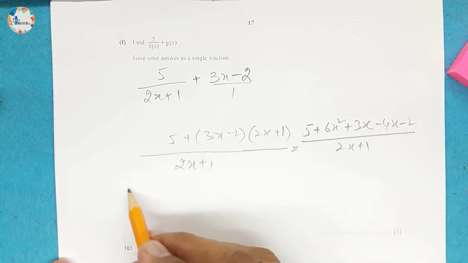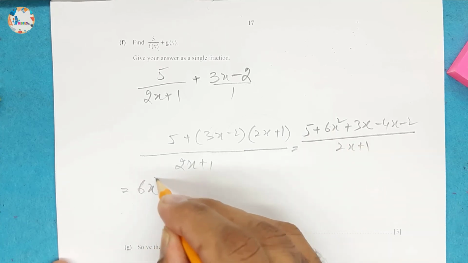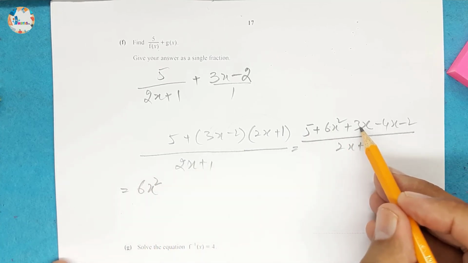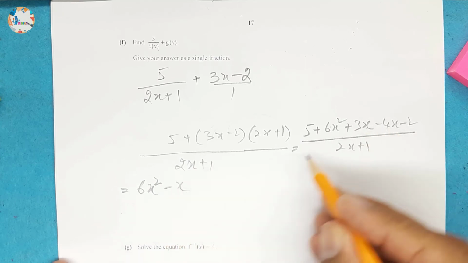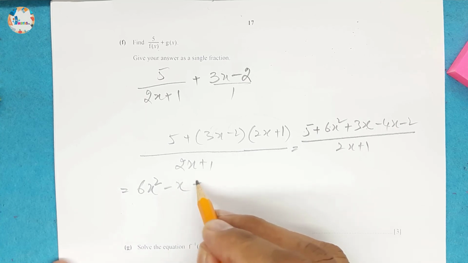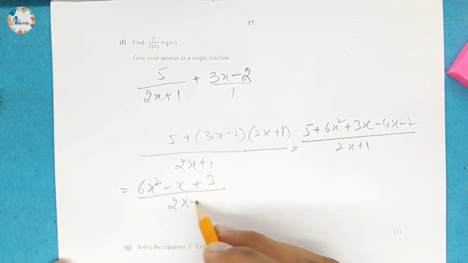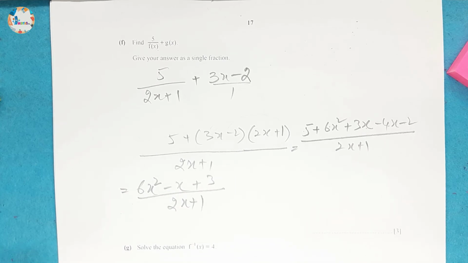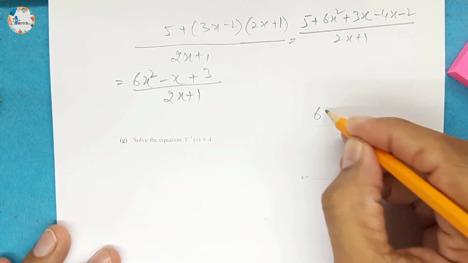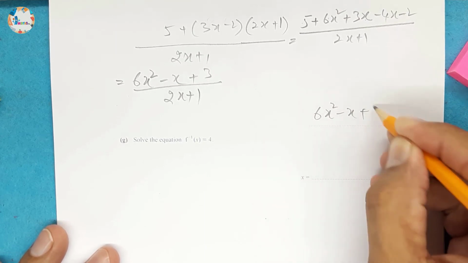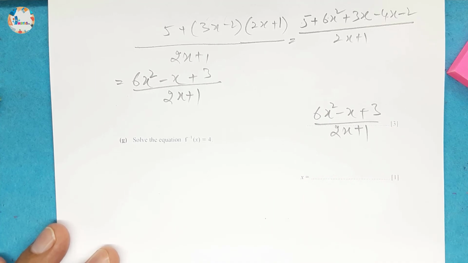And further we can simplify this. This is 6x squared, we can write here 6x squared, and this will be simplifying to minus x. So minus x, and 5 minus 2 will be plus 3, and divided by 2x plus 1. Further simplification is not possible, so this will be our final answer, 6x squared minus x plus 3 divided by 2x plus 1. This is the final answer.